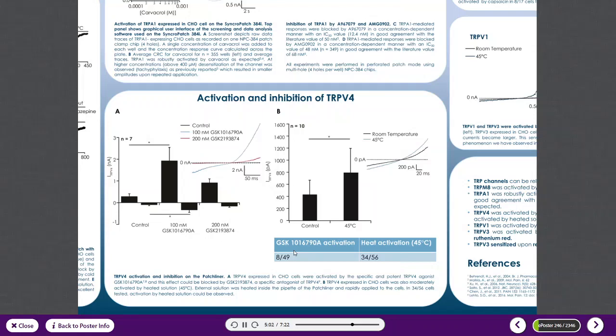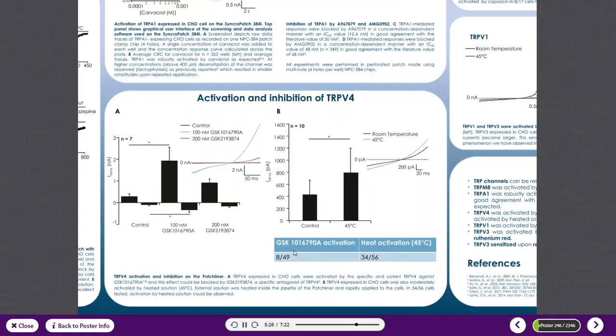To do these experiments, the solution was heated inside the pipette of the patch clamp robot to the required temperature, in this case 45 degrees C, and then rapidly applied to the cell. In 34 out of 56 cells tested, we could observe a moderate activation of TRPV4 by heated solution at 45 degrees C.